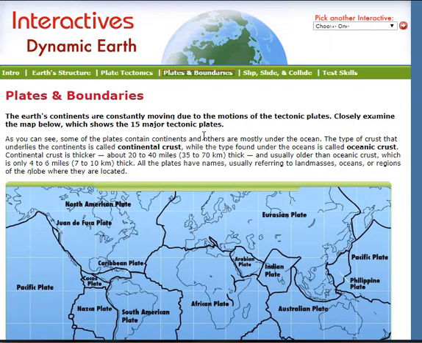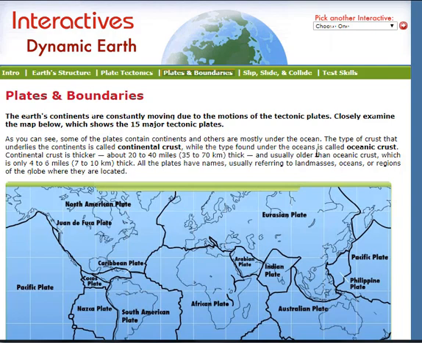How thick is the continental and oceanic crust? We're going to look at this interactive dynamic Earth page, and if we read this first part, you can see that the crust found under the oceans is called oceanic crust. The continental crust is thicker. It's between 20 to 40 miles or 35 to 70 kilometers thick, and it's usually older. The oceanic crust is only 4 to 6 miles or 7 to 10 kilometers thick.